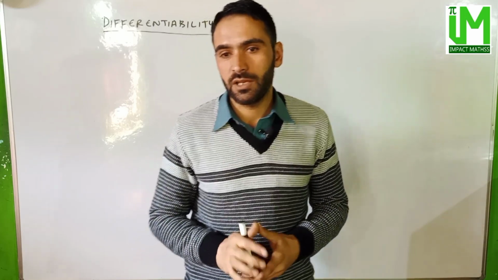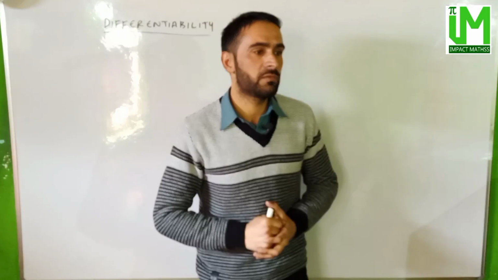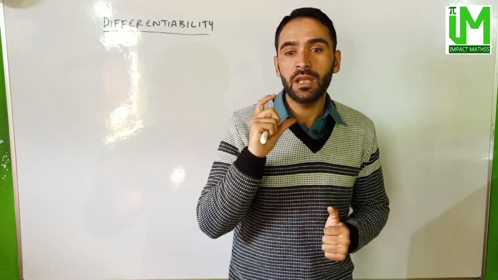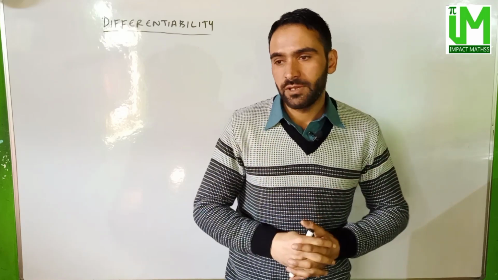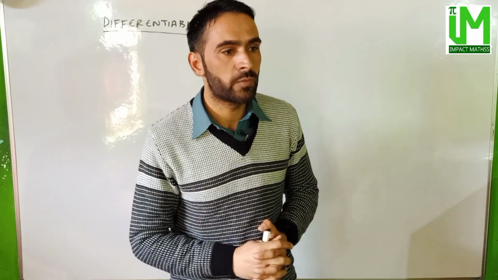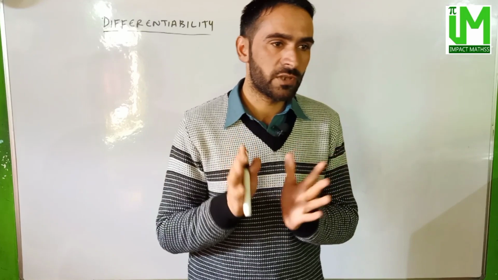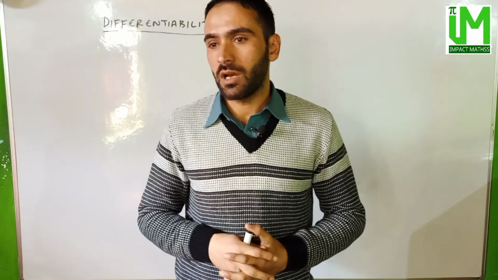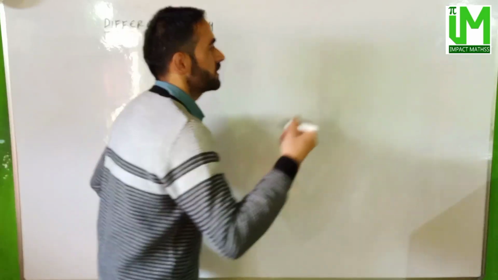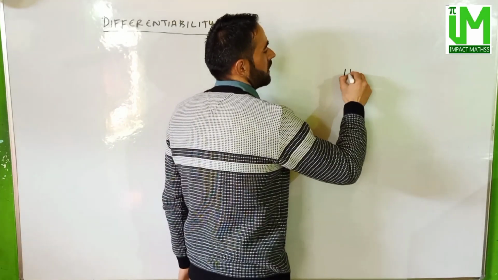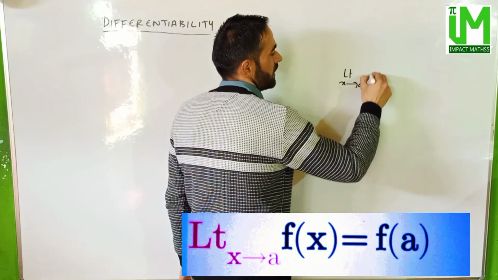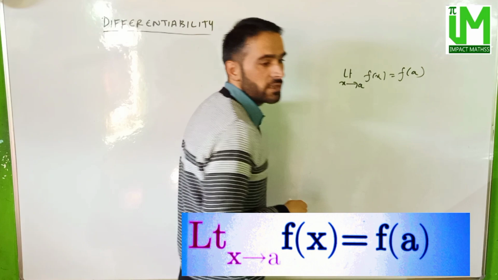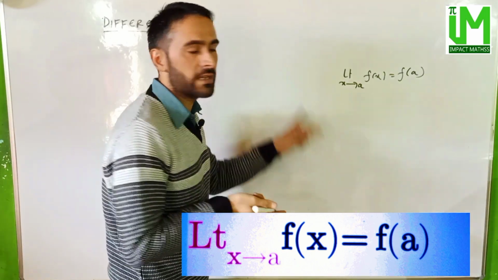Okay, so if we now define the differentiability of a function, we also define the differentiability of a function by using limits. As I told you, limit is the basic building block of calculus. In calculus, most things are defined in terms of limits. So already in continuity of a function we saw that if limit x approaches a, f of x is equal to f of a, then we say the function is continuous at a particular point x is equal to a.